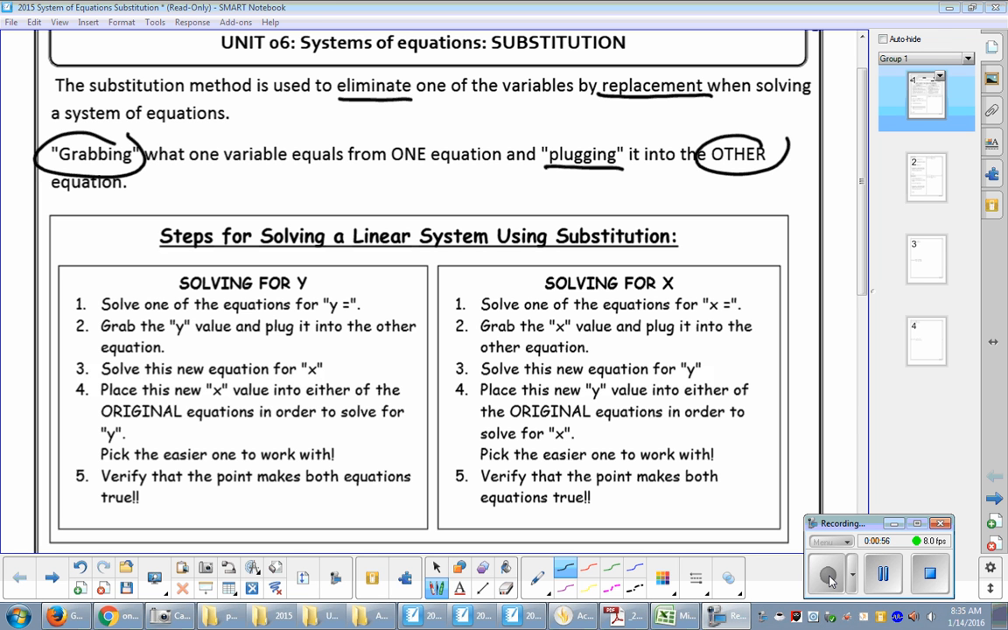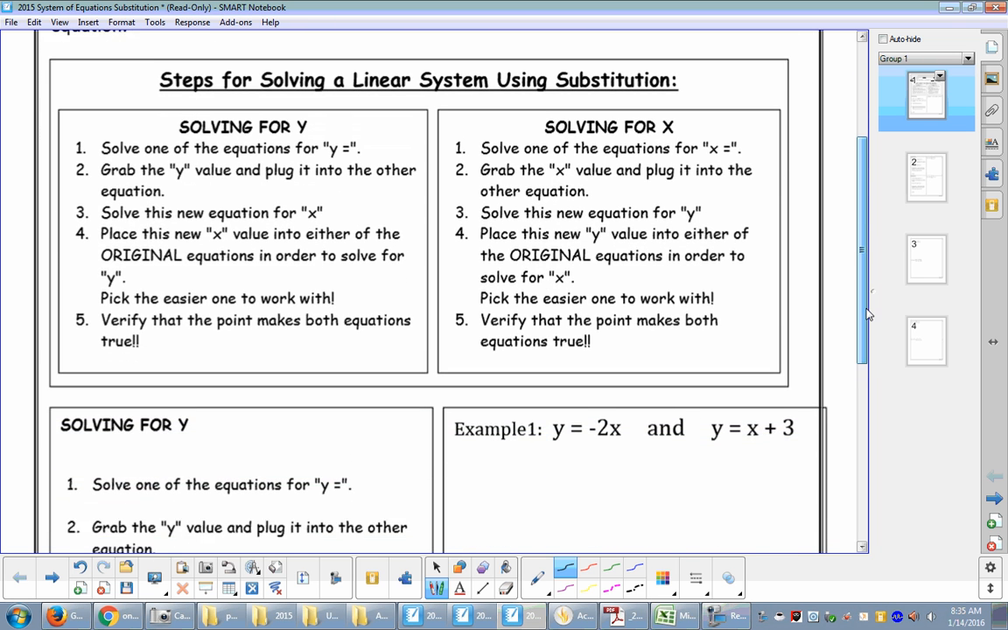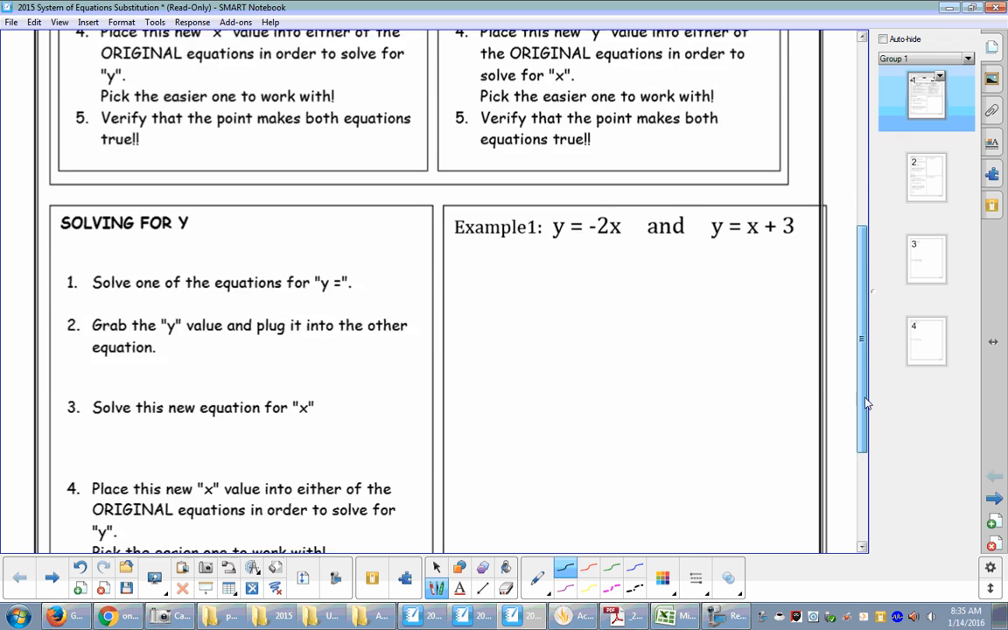There will be two ways here. Either you want to solve for y from the first equation, or you want to solve for x from the first equation. Either way, you're going to get the same answer. So let's try to illustrate the following steps. Let's say this is my example number 1.